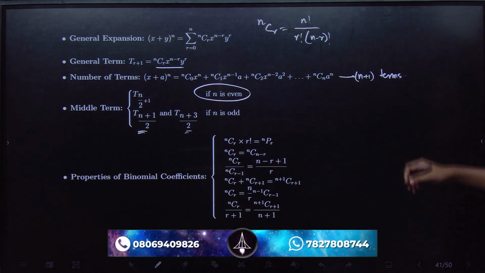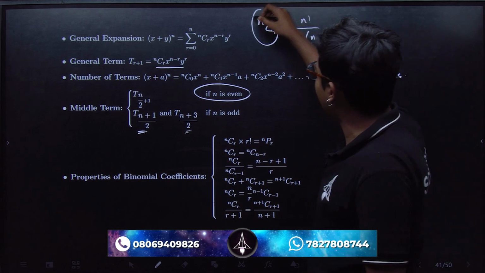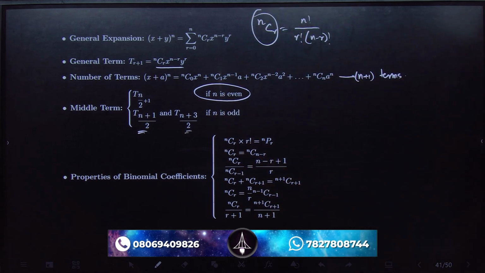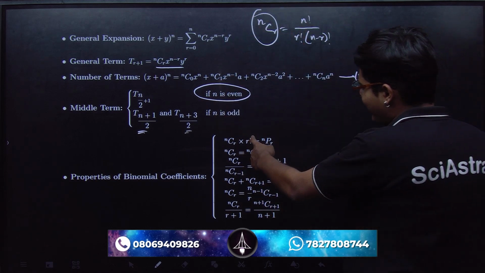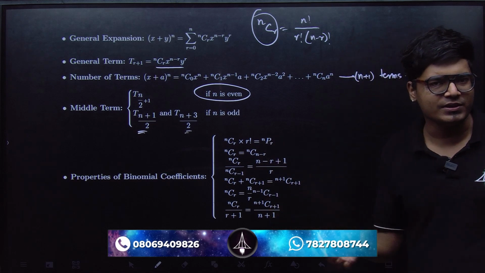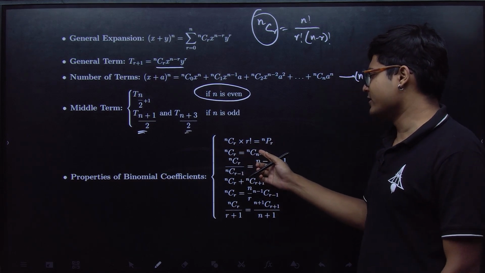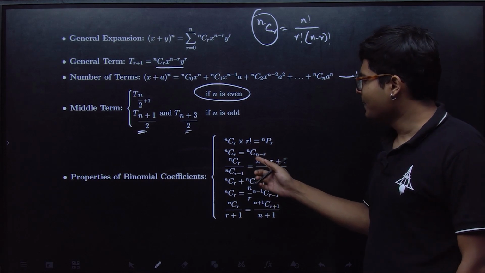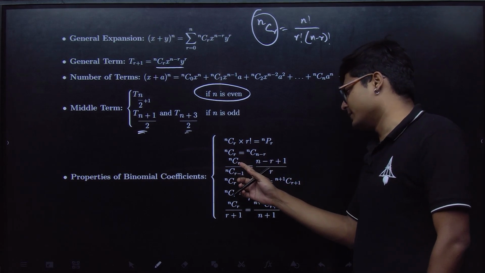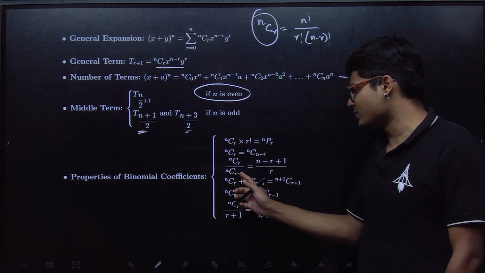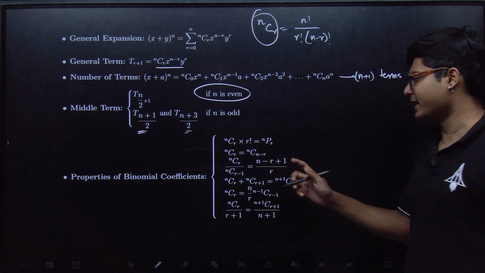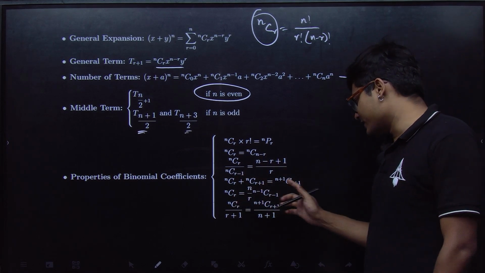Now this nCr is known as the binomial coefficient, right? So some of the properties of these binomial coefficients are: nCr times r factorial is nPr, which we'll use in the next chapter, permutation combination. Second, nCr is always equal to n choose (n - r). Third one is the ratio of two consecutive binomial terms: nCr divided by nC(r-1) is (n - r + 1) by r. The next one is what defines Pascal's triangle, right?